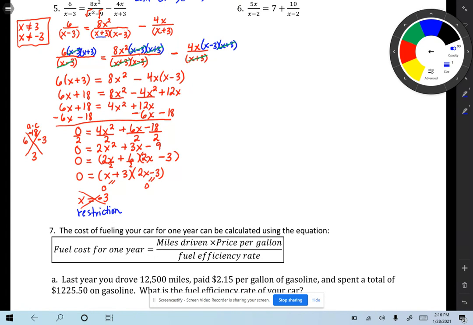The second one, so I'm going to do the work right here. 2x minus 3 equals 0. Add 3 to both sides. Divide by 2. 3 over 2 is not a restriction, so it is fine.